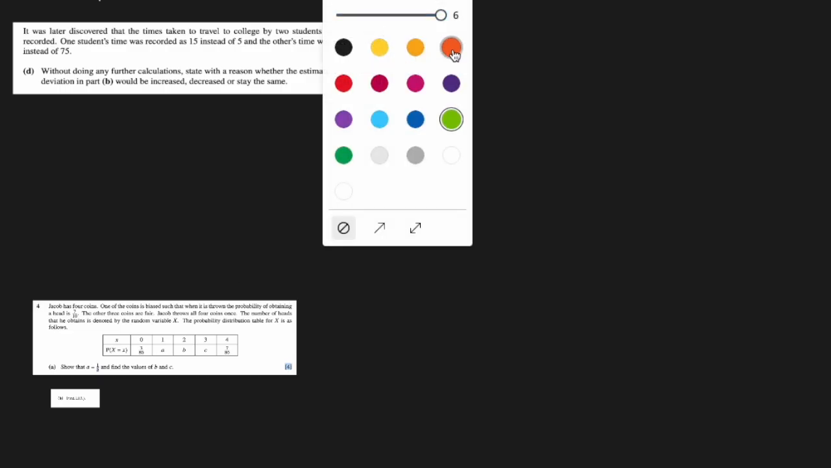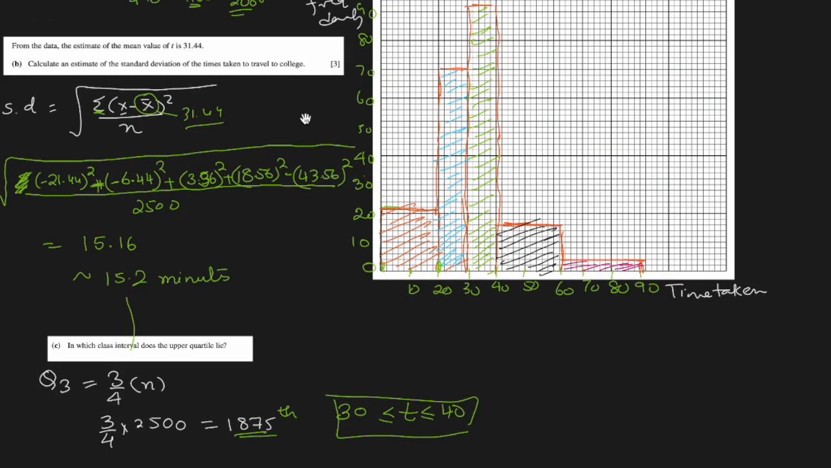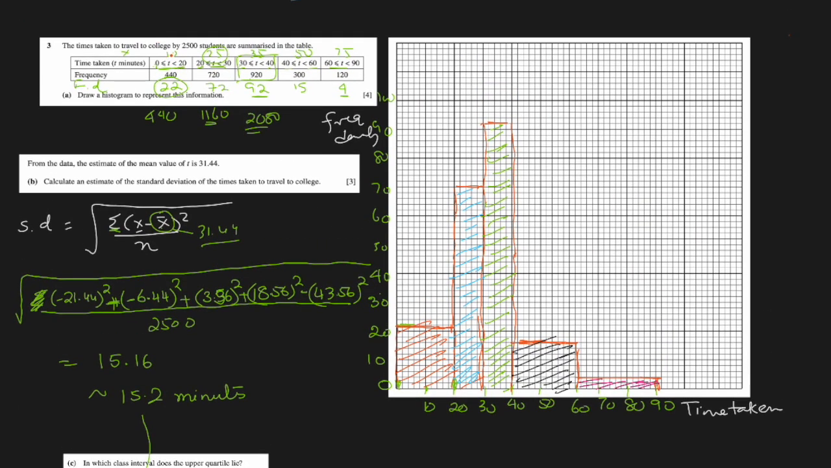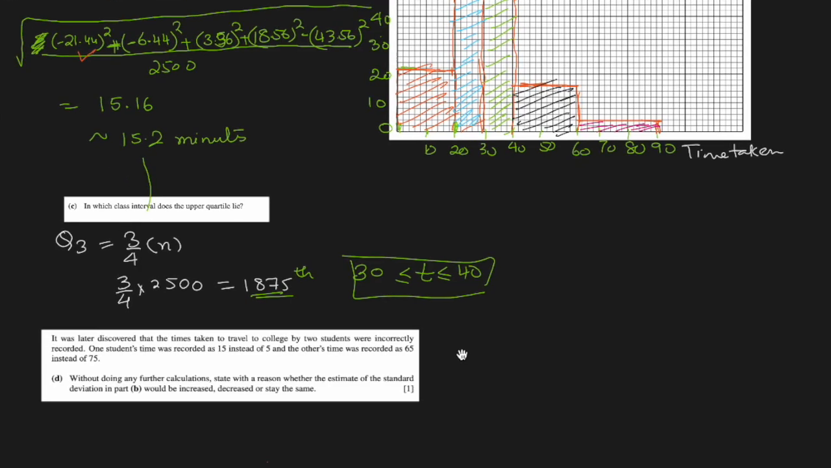So let's see. Originally it was 5, written as 15. Both 5 and 15 are in the same interval. That means this 22 will not change, this 440 will not change, nothing will change, and even 21.44 will not change. The other was 75 but we wrote 65. Again, 65 and 75 are both in the same interval, so this is not going to change anything.